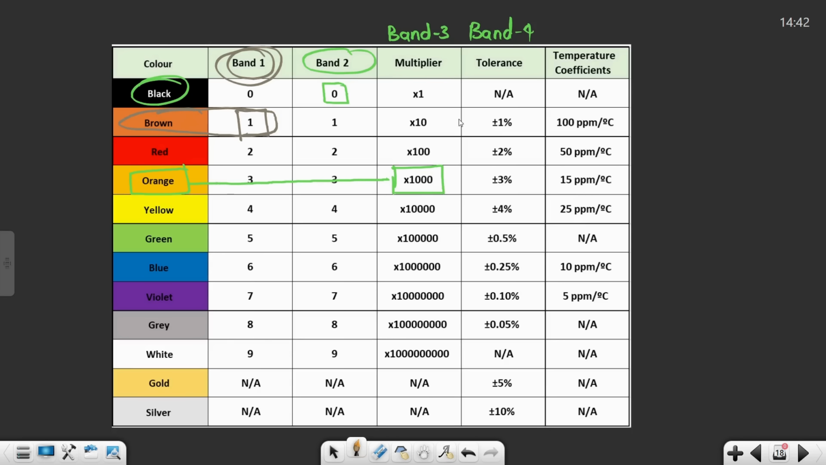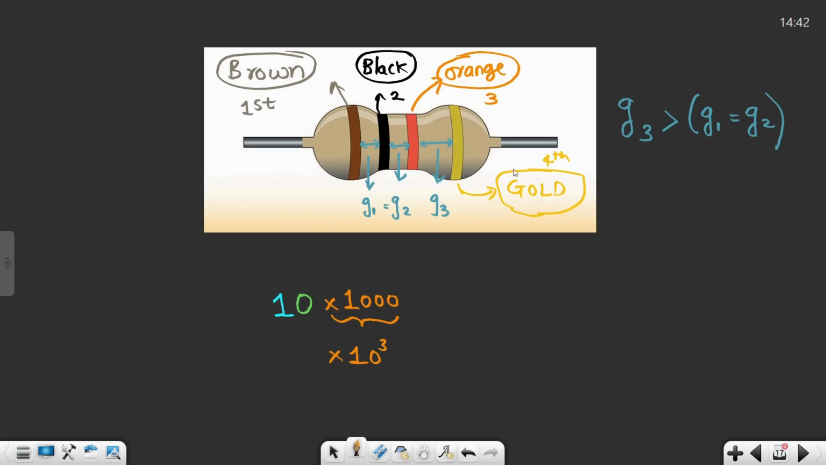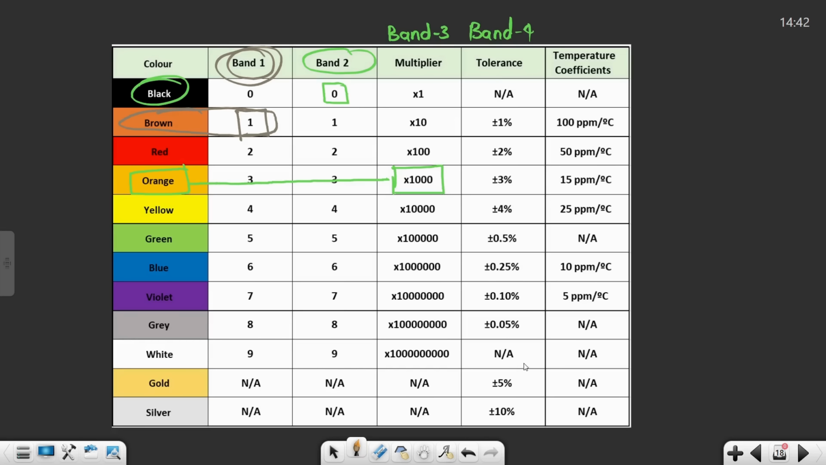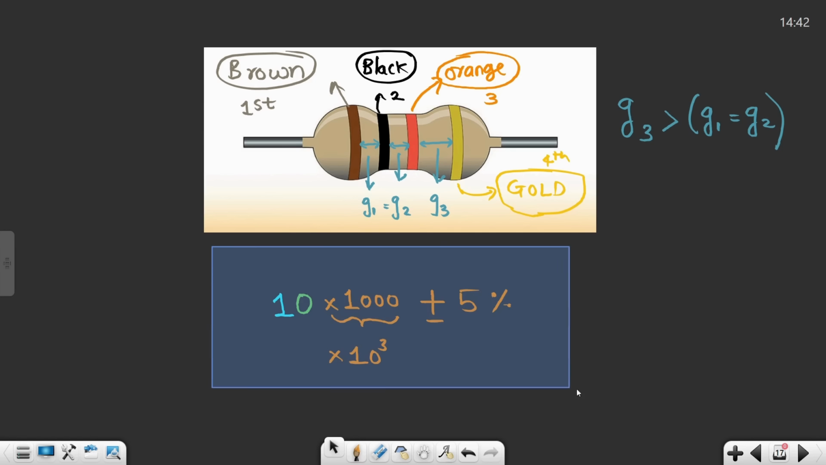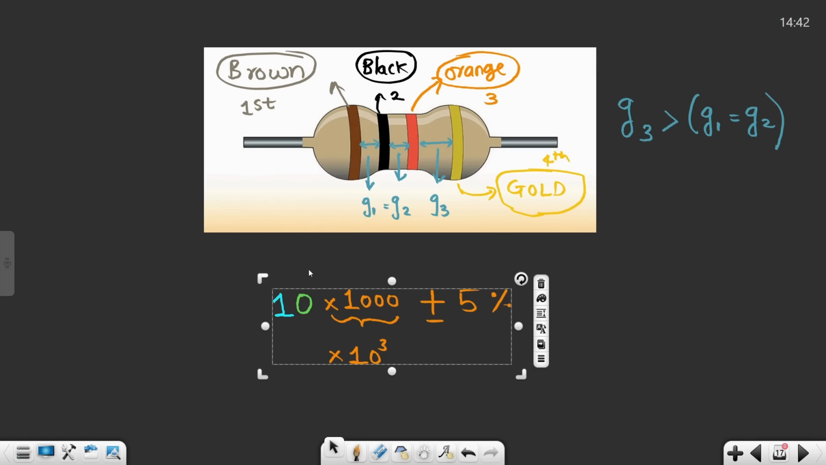Then for band 4 we have the gold color. At band 4 we have gold, and here is the value, plus or minus 5%. So we just need to write plus or minus 5%. I'll just shift this entire thing over here. One second.